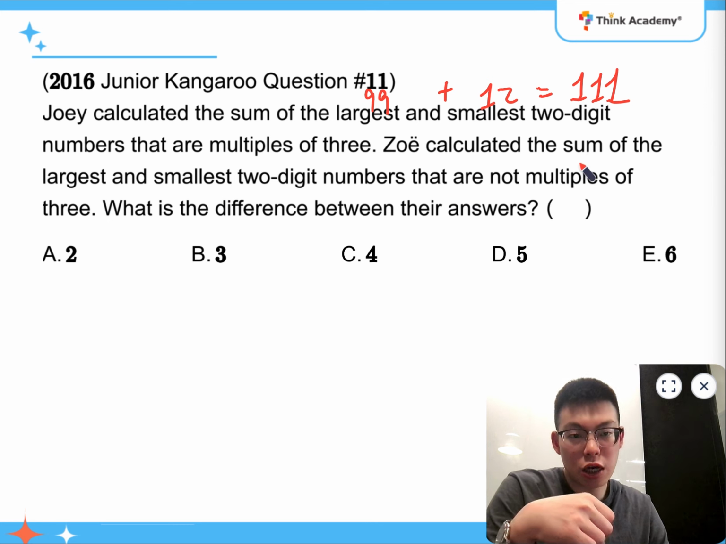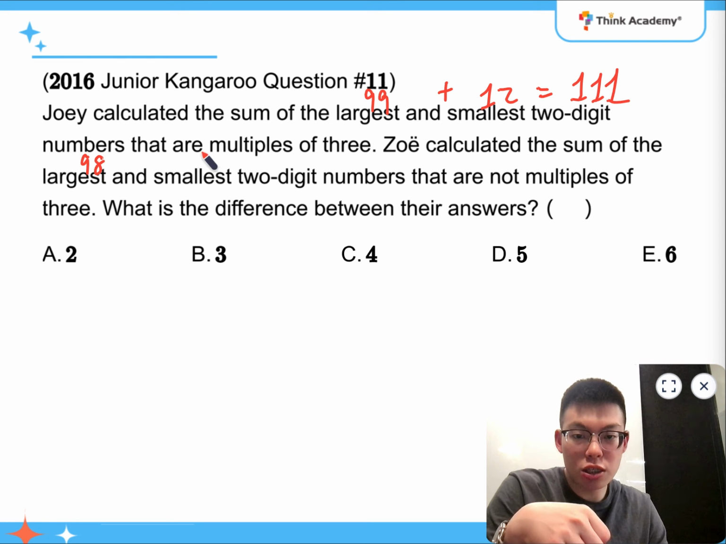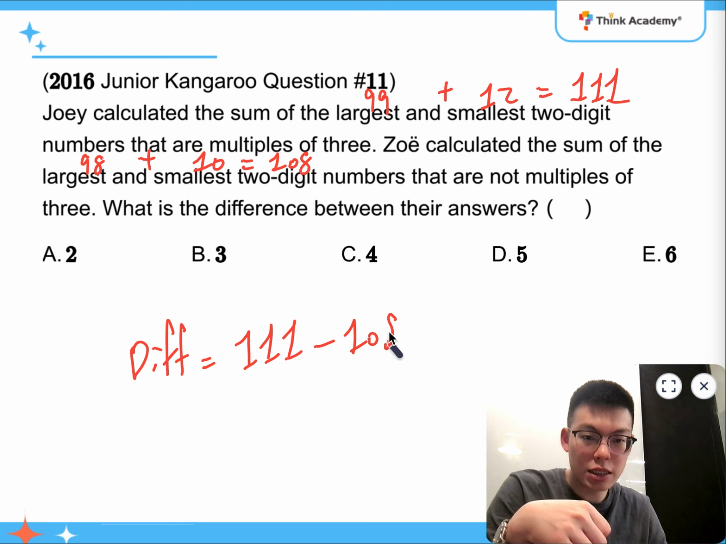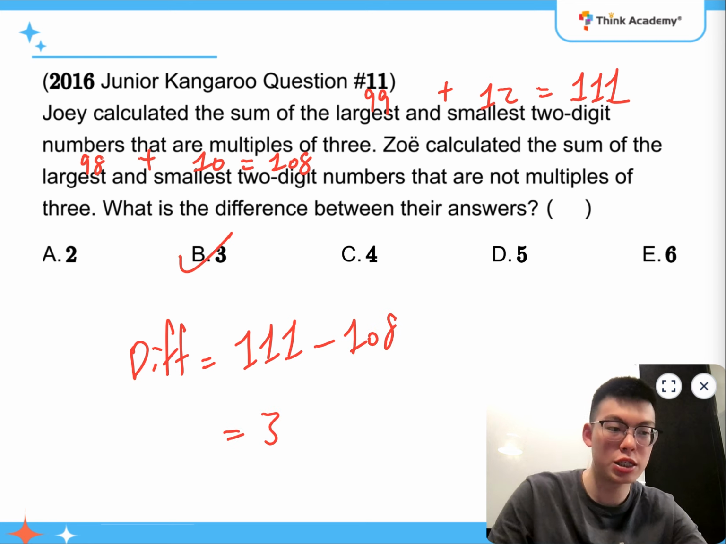And then Zoe calculated the sum of the largest and the smallest two-digit numbers that are not multiples of 3. So the largest one is 98, the smallest one is 10. And when you add them up, it's going to be 108. So what's the difference between their answers? The difference is just going to be 111 take away 108, which is going to be 3. So the answer is B, which is 3.